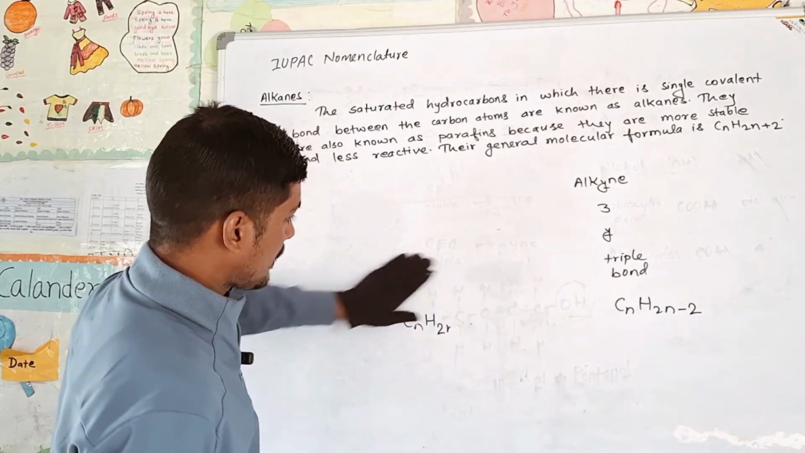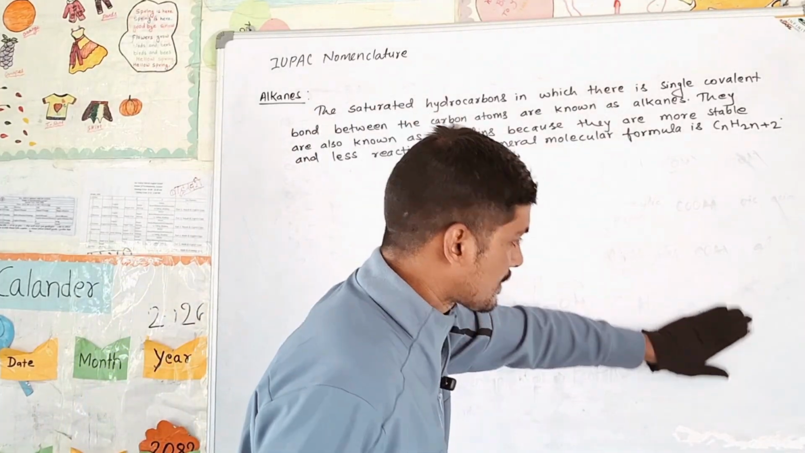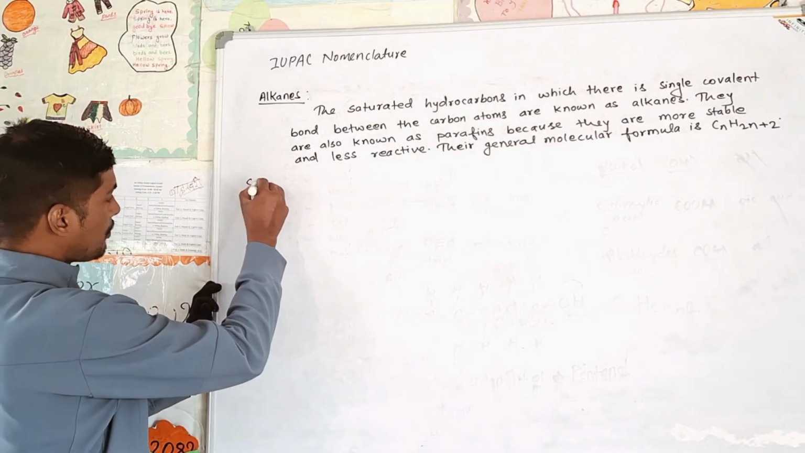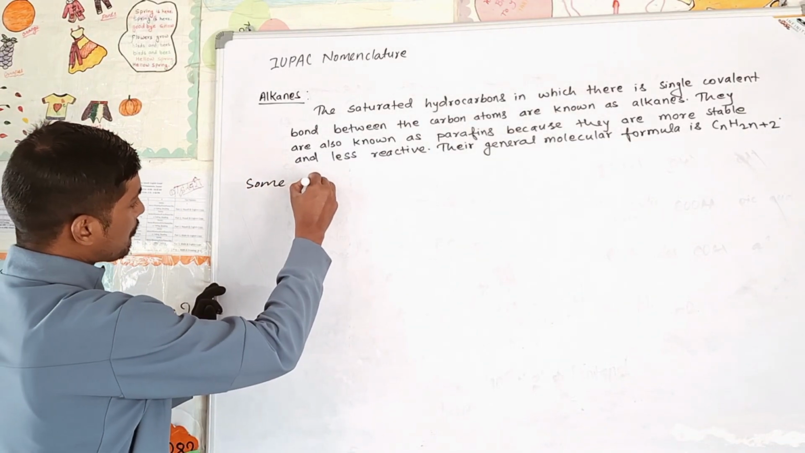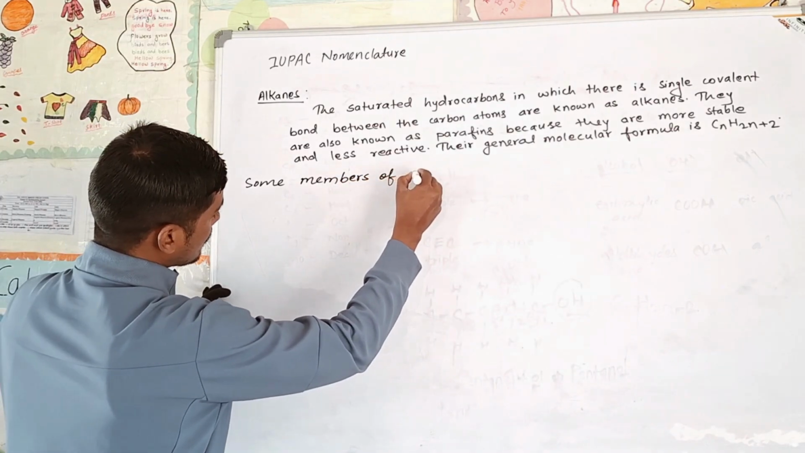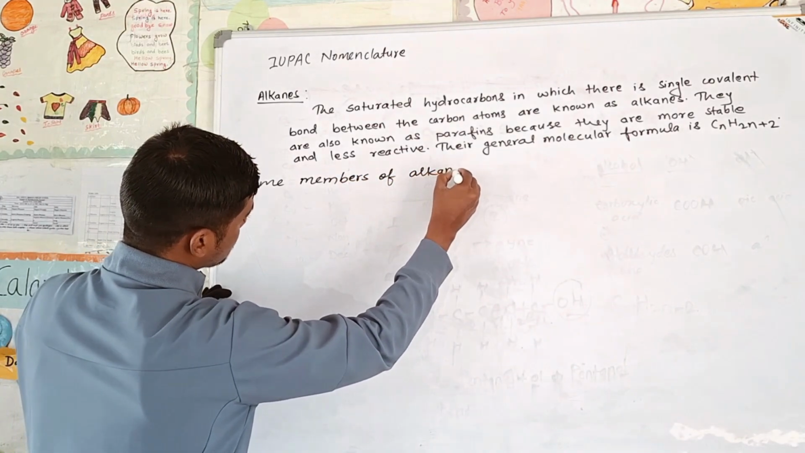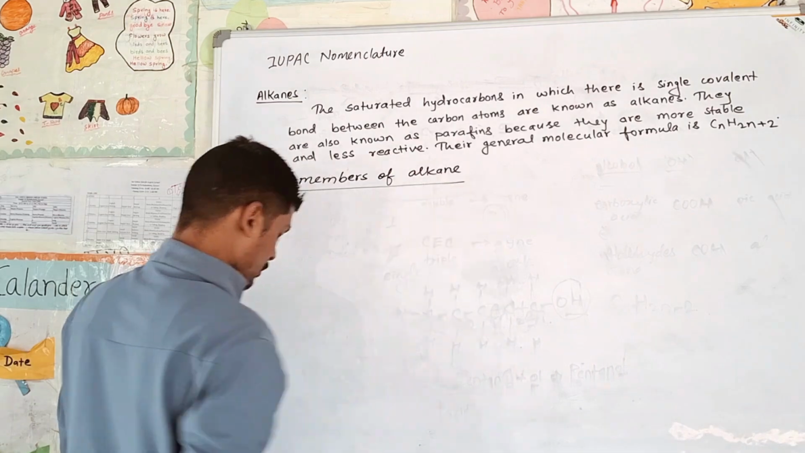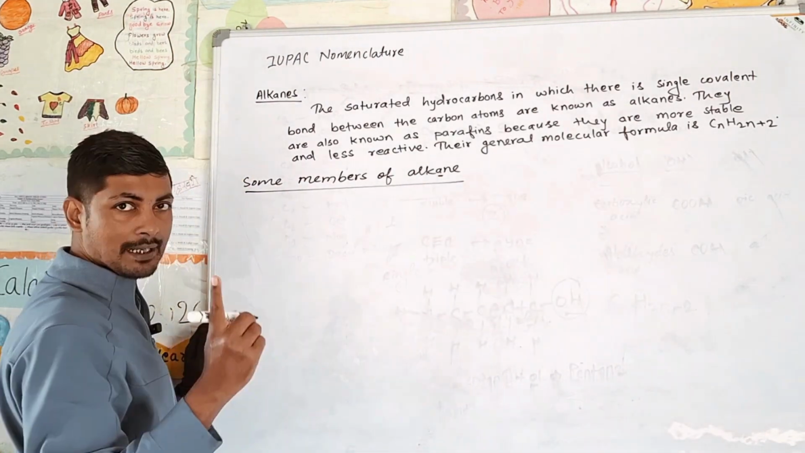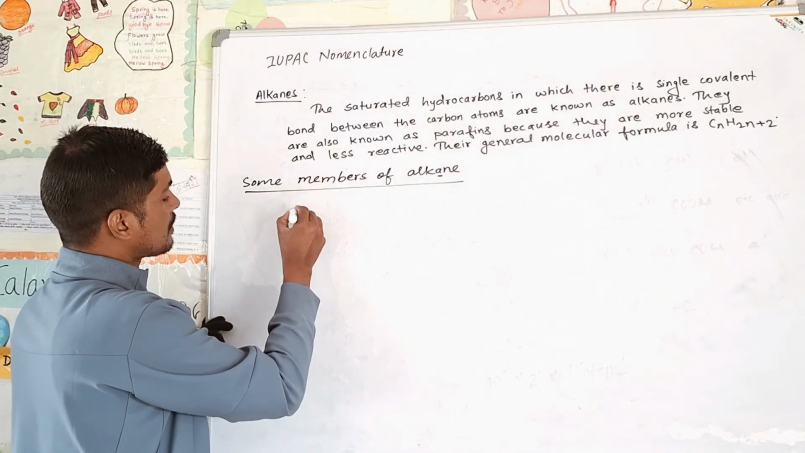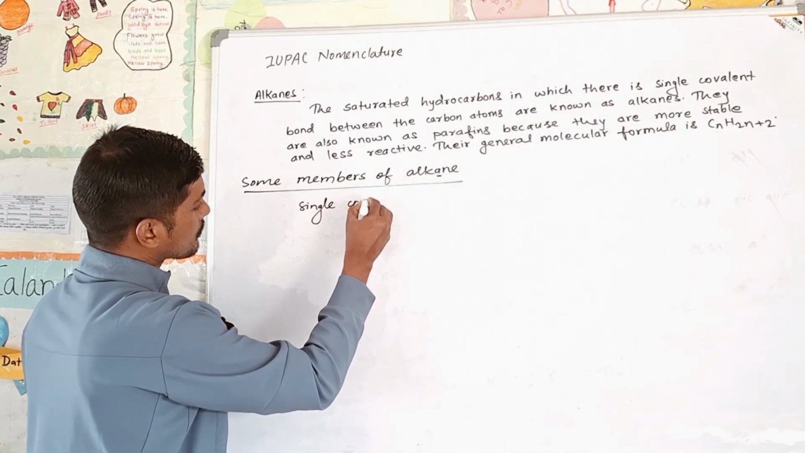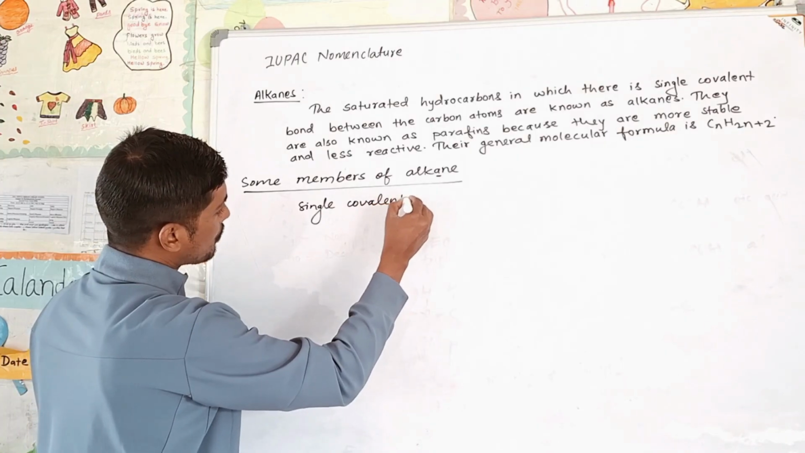Now let us talk about the alkanes and their members. Some members of alkane. Now, as you can see, here is A, number 1. It means there is single covalent bond. You write here, single covalent bond.